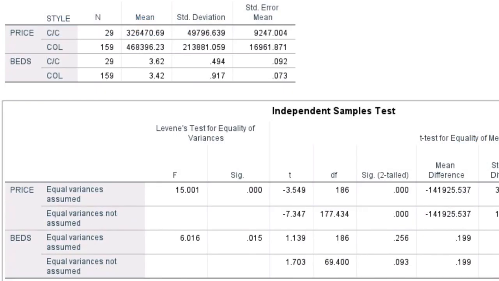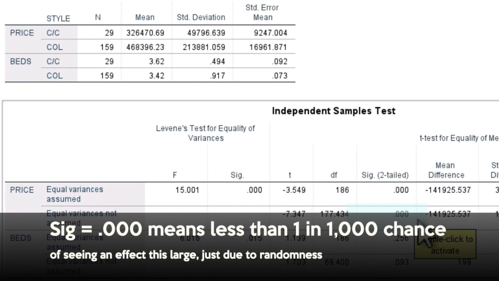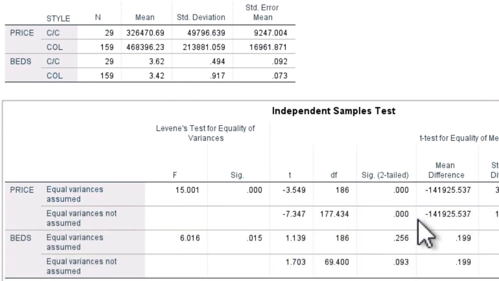We were trying to say, is there a significant difference between price and number of bedrooms between Cape Cods and Colonials? And here we see that for price, there is definitely a difference. Or to be more scientific, there is less than one chance in 1,000 that we would see such a large difference between these two, given these standard deviations and given the number in the sample. There's less than a 1 in 1,000 chance that we would see this huge difference just due to randomness and chance and weird factors.